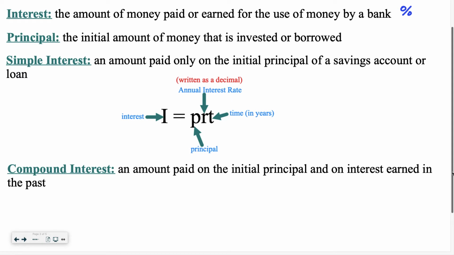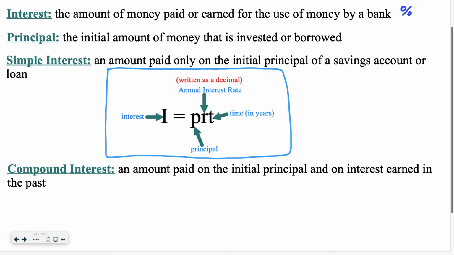Okay, so simple interest, this is our formula right here. You should definitely take a screenshot of this or write it down in a place that you can reference later. Interest is represented by I, so I equals PRT. P stands for principal, R stands for the annual interest rate as a decimal, and T represents time in years. So interest equals PRT. You need to know that, and we'll practice a couple of problems with it.